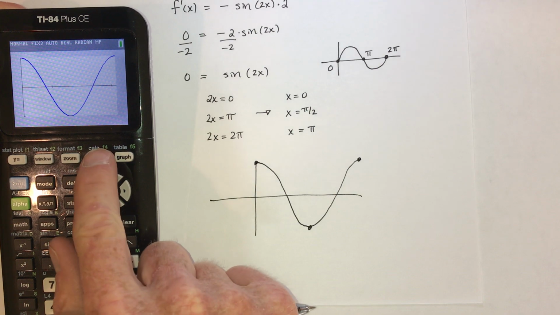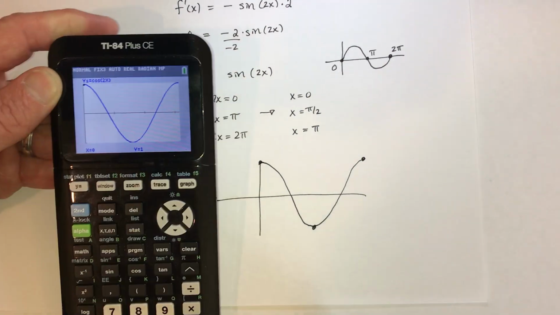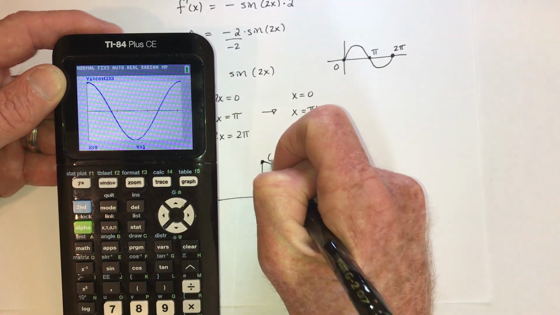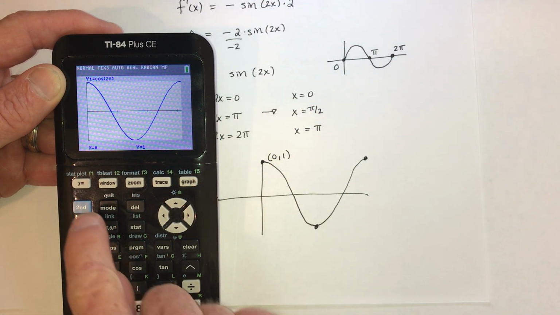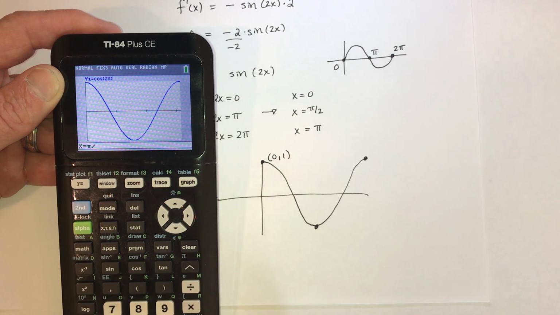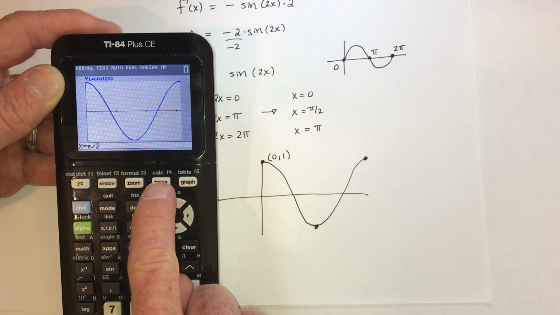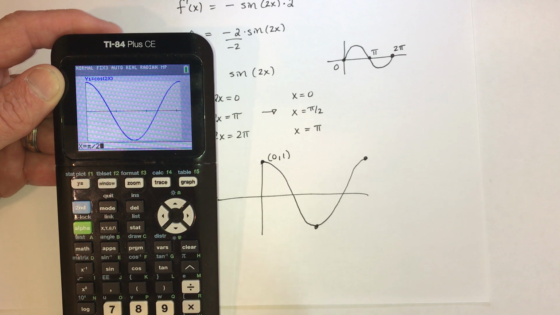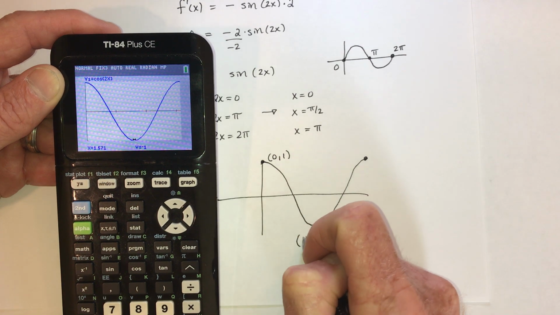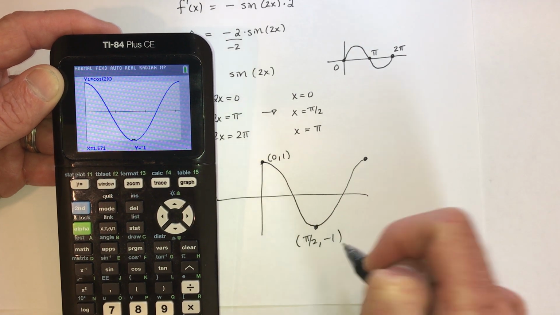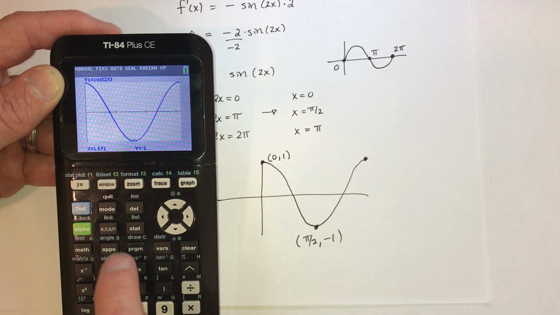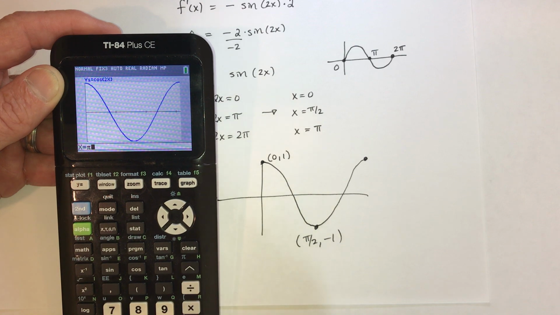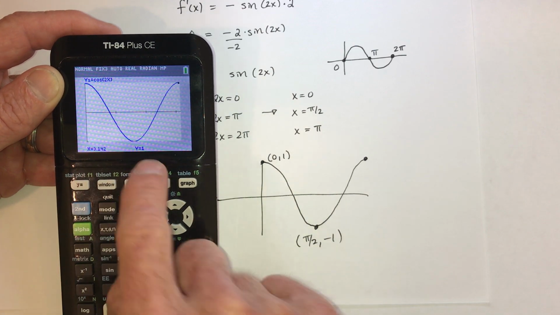So that one is when I put trace and 0, that point is 0, 1. And then pi divided by 2. Once you've pressed trace, you don't have to press it again unless you leave the screen and come back. So that would be pi over 2, comma, -1. And then this one, well, it should be at pi, comma 1. So put second pi, and sure enough, that's pi, comma 1.